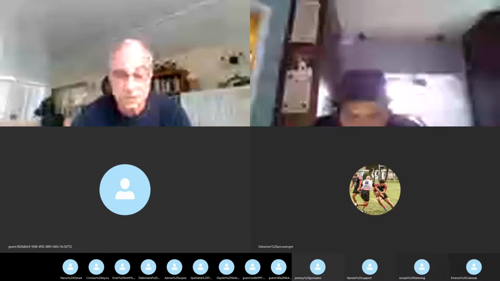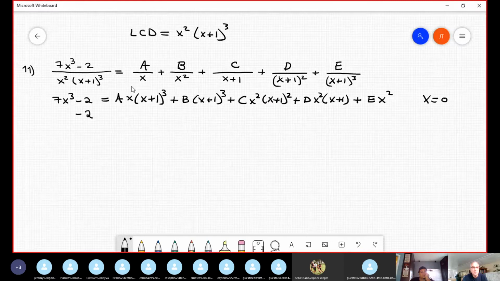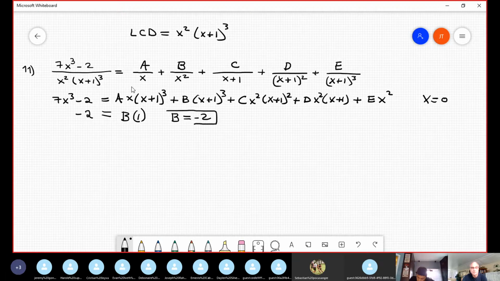I plug in 0 here, it's obviously negative 2. Because x is 0, that part disappears, and only b stays alive, no? That is equal to b. 0 plus 1 is 1, and 1 cubed is 1. Therefore, the conclusion is b is equal to negative 2. This is my first.